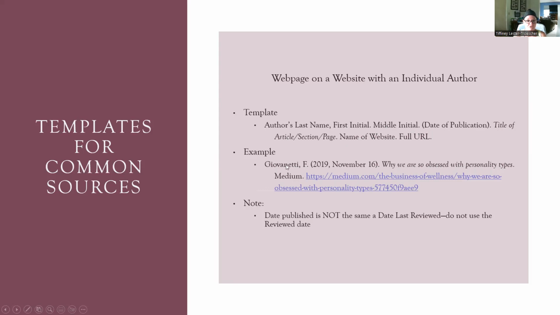With the author's last name, Giovannetti, comma, F, period. What comes next? Date of publication in parentheses. There you go, period. What comes next? The title of the article, section, or page that we were looking at on this website. We were looking at why are we so obsessed with personality types? That goes in italics, period. What comes next? The name of the website in regular font. The name of this website is Medium. Then we give the full URL. And again, don't use the last reviewed date. You're going to want to use the date it was actually published. If that information is not available, you'll see how we do that in just a moment.